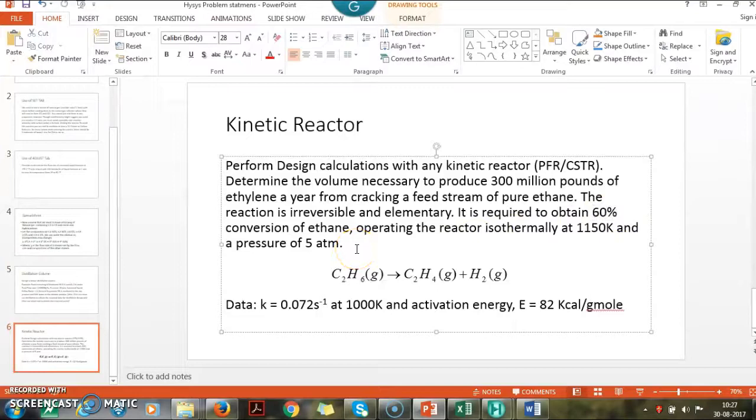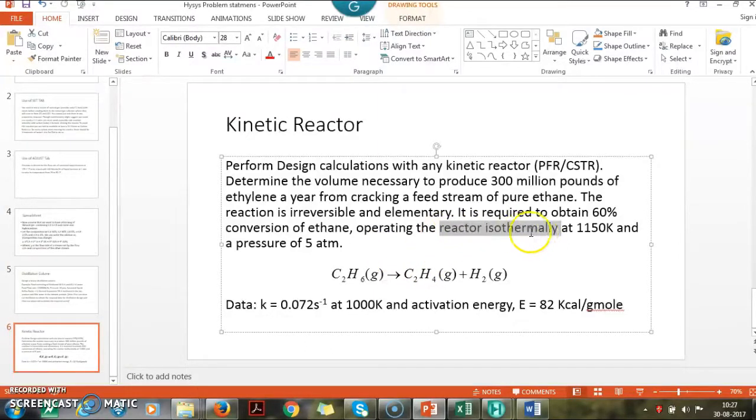So we are supposed to perform the dual task of obtaining 60% conversion and, at the same time, finding out the volume corresponding to that, which generally you can't do in a single shot in any sequential modular approach. So we'll have to use some trial and error means. In fact, I'm going to use HSTEM at the end of this particular simulation case study.